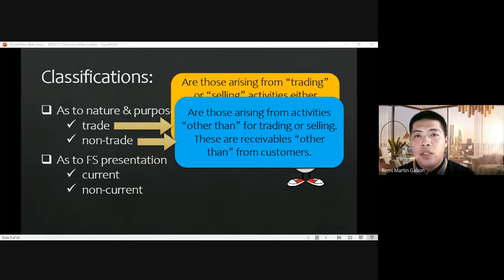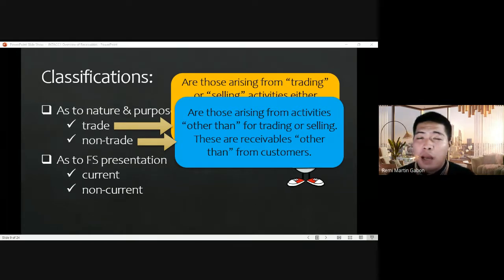Okay. So other than selling goods to customers, other receivables will be regarded as non-trade. But the question now would be, sir, what if I am a dealer of equipment? Should selling of that equipment be regarded as trade or non-trade? This time, because your activity is referring to dealership of equipment, it could be considered now as trade. That's correct, trade.